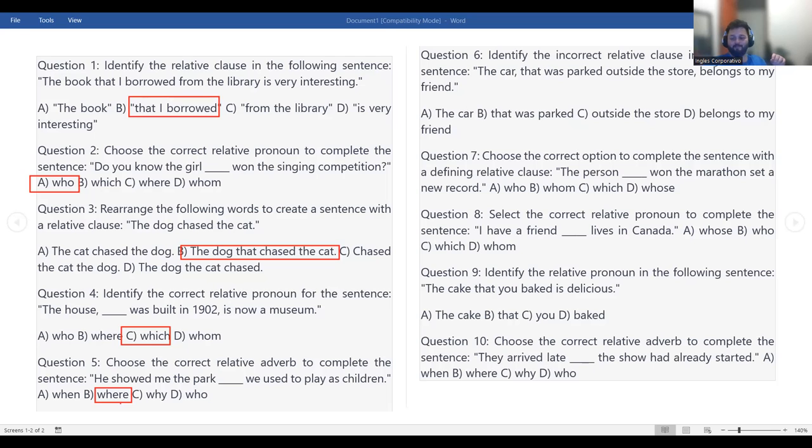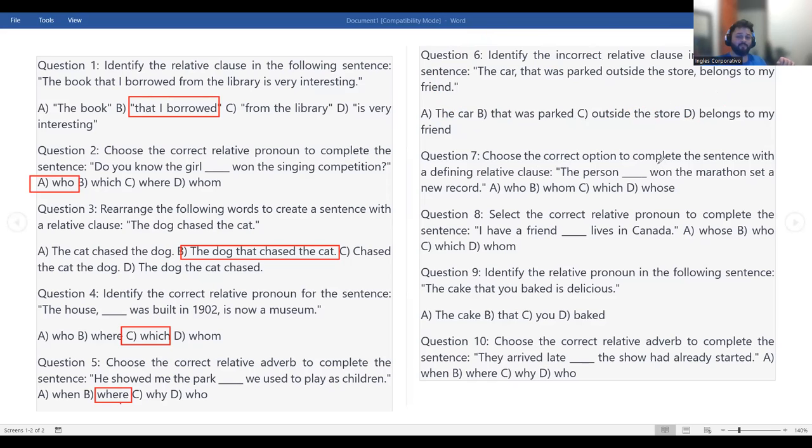Identify the incorrect relative clause in the following sentence. Now, this one, guys, has three answers. The car that was parked outside the store belongs to my friend. So this one is incorrect because it's not a clause. This one is incorrect and this one is incorrect too. So it's got three wrong answers. This question was badly structured, because this is a relative clause, but it's saying choose the incorrect relative clause. So I apologize for that, but these are the wrong answers. Three of them are wrong. So let's go with number seven.